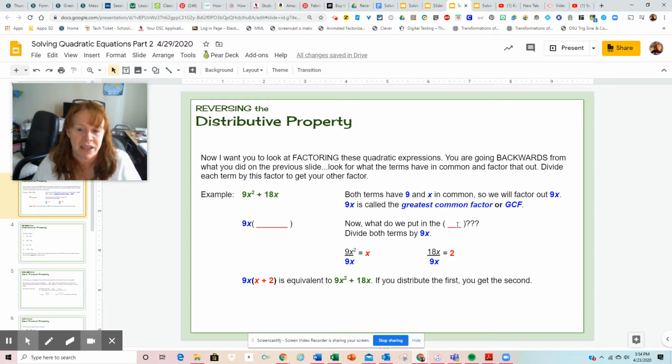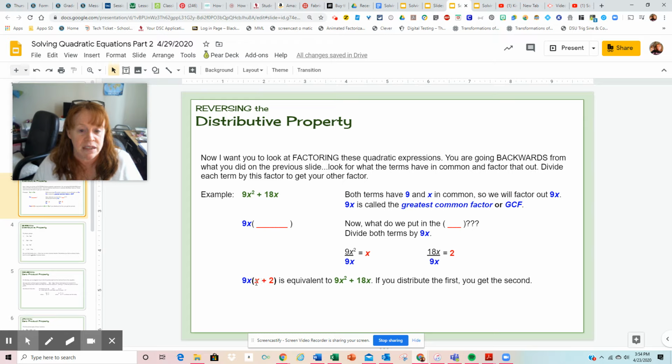So now what do we put inside the parentheses? Well, I'm going to divide both of these by 9x. So 9x squared divided by 9x, the 9's cancel. This x cancels with one of those, leaves me with x. 18x divided by 9x is 2. So x plus 2 is what gets put inside my parentheses.